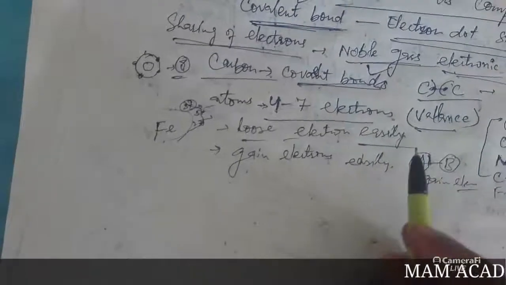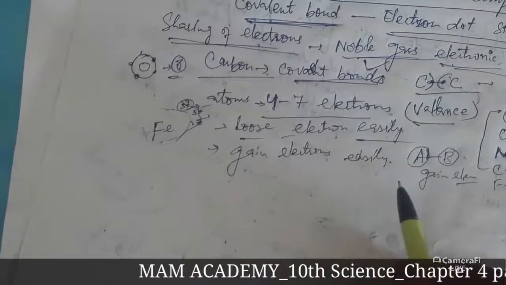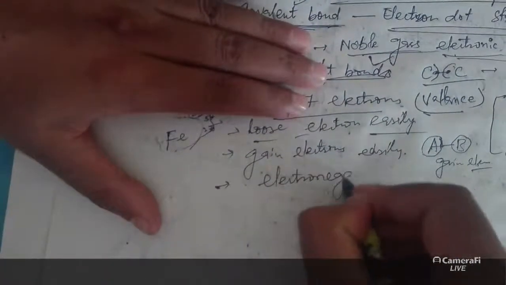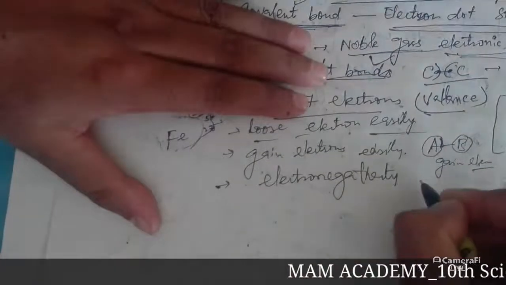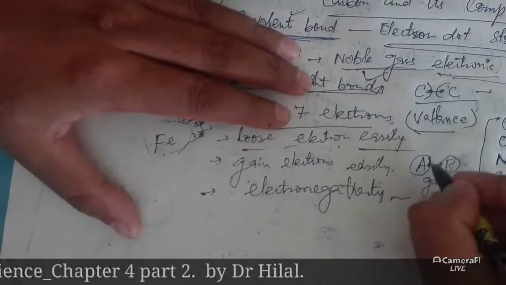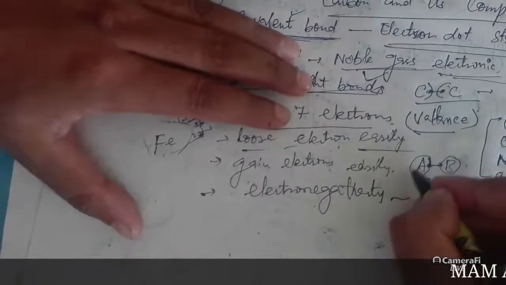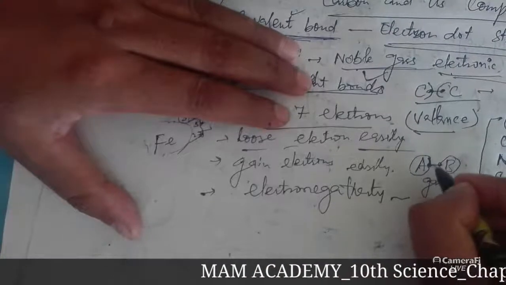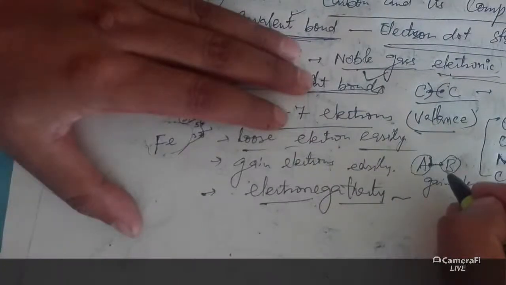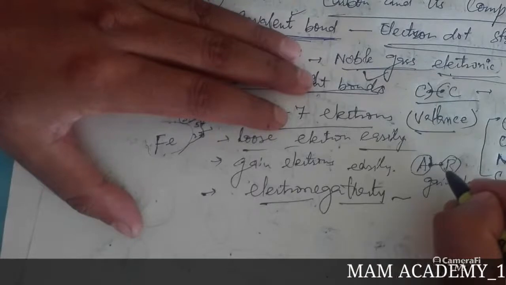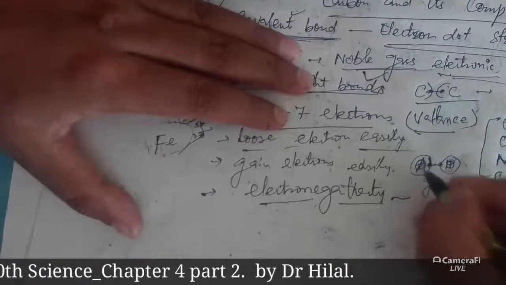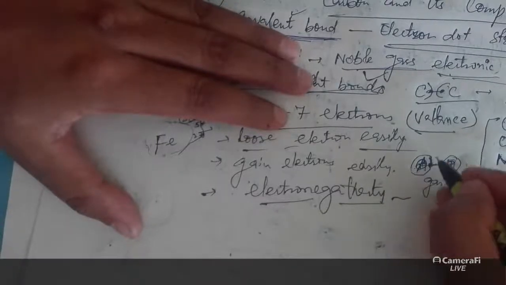Then the difference in electronegativity of the two bonded atoms should be low. What is electronegativity? It is actually a force. Electronegativity is a type of force of attraction by which the nucleus inside attracts its outermost electrons, which are present in the outermost shell.